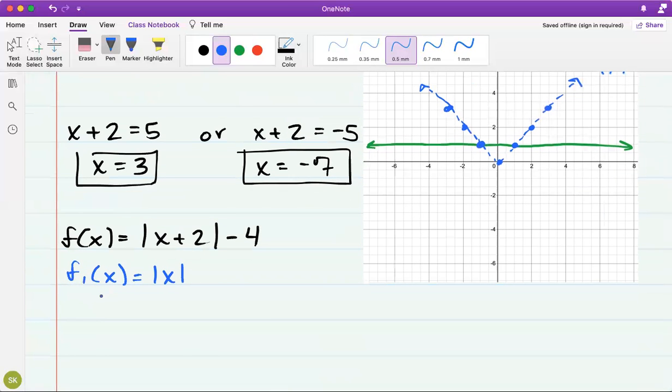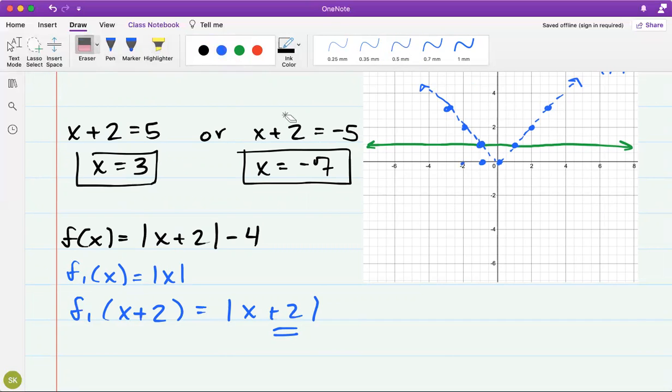What do I have to do to this function to make it look like this one? Well, I need to make 2 steps. The first one is I can plug in x plus 2 into the absolute value. And because I'm plugging it into the absolute value, I'm plugging it into the function. That means we shift the function to the left 2 units because we have a plus here. So I'm going to move this graph. Everything gets moved over 2 units. So that's 1 unit. Here's 2 units.